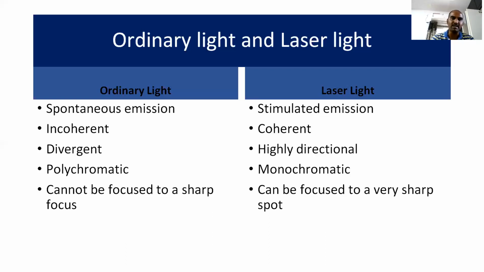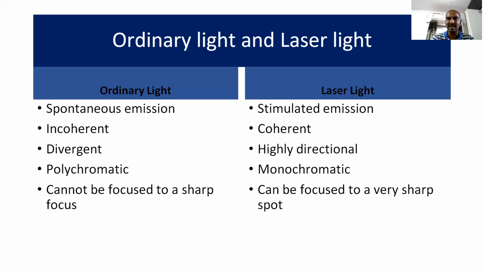And polychromatic. Usually from the ordinary light, we are getting white light. White light consists of all seven colors, like VIBGYOR. So poly means several, chromatic means colors. We are having several colors, usually seven colors. So it is polychromatic. Because of this divergence, its ability to travel in all possible directions, it cannot be focused to a sharp focus. It is deviated in all possible directions.